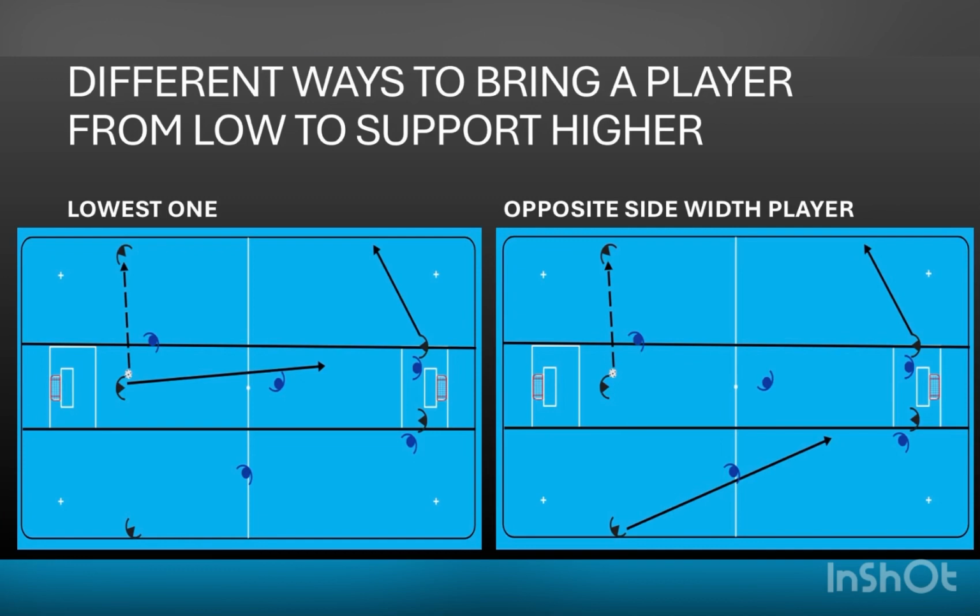On the left hand side, the lowest one of the field, so the bottom player, he or she is the one that creates the big supporting movement to the offensive zone. And thus he or she will become the 3rd member providing support in the deep. On the right hand side, you will see that the opposite wide player goes to provide the support. Either way you do it, you need to have the 3rd player supporting there.